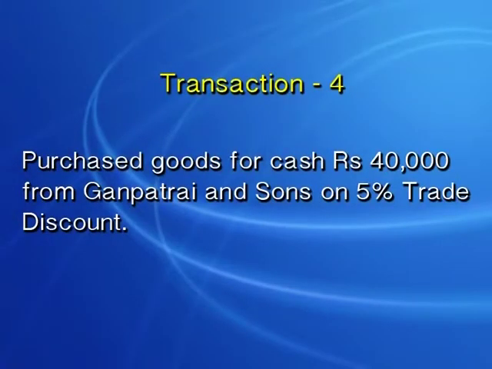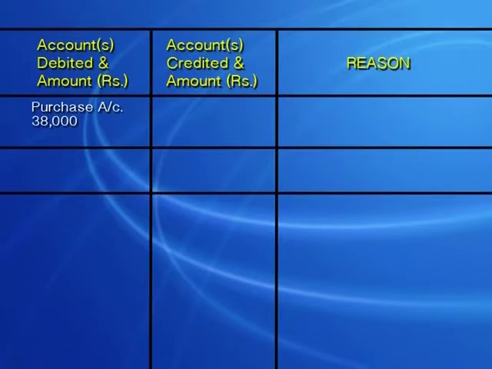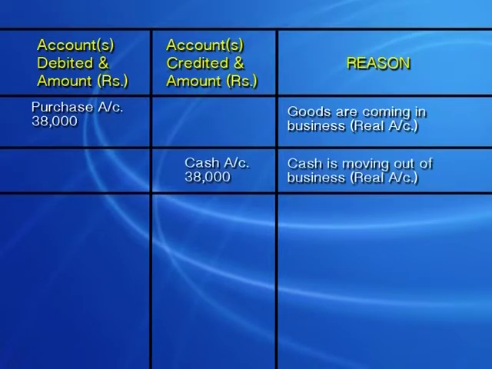In the next example, let us say we purchase goods for cash of rupees 40,000 from Ganpat Rai and Sons on 5% of trade discount. Now, remember that the transaction value is not 40,000 because there is 5% of trade discount. So, 40,000 minus 5%, it will make 38,000 rupees. Because we are purchasing goods, goods are coming in business. So, we have to debit goods account for 38,000 rupees and we are making payment in cash. So, cash account, cash is again a real account, it is moving out of business. So, it will be credited.